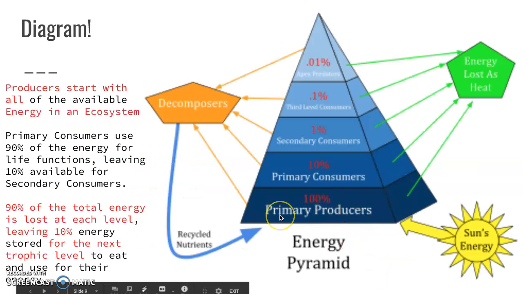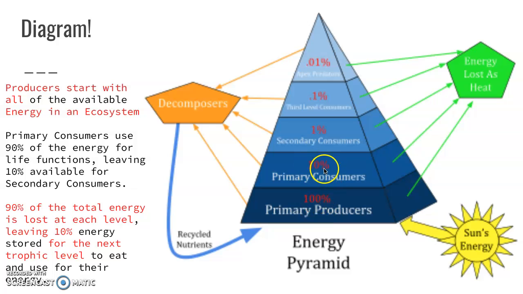It means, with the help of this diagram, producers start with all the available energy in our ecosystem. They have 100% of the energy available. But they use 90% of it to grow. They use it to reproduce. They use it to survive. And those are the plants. 10% of that energy gets stored. That means our primary consumers, the herbivores, make up and get only 10% of that available energy. Hence, we go from 100% to 10%.